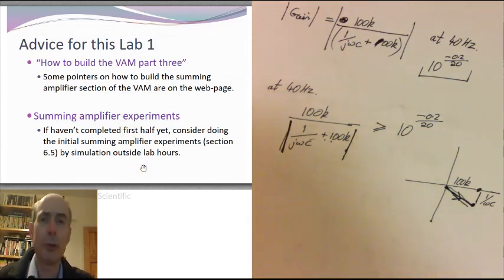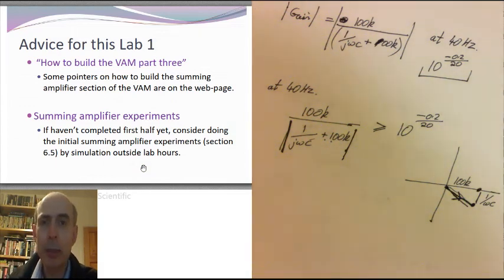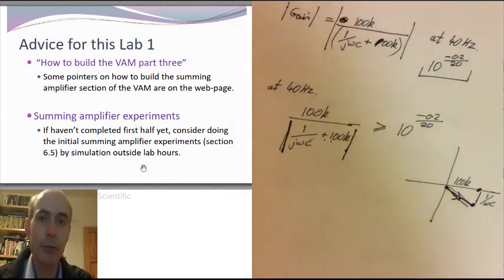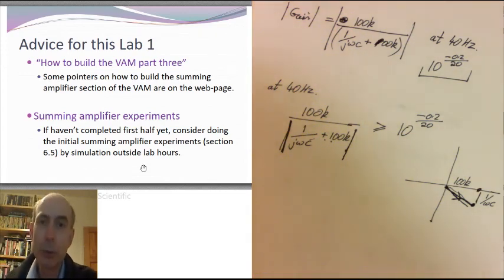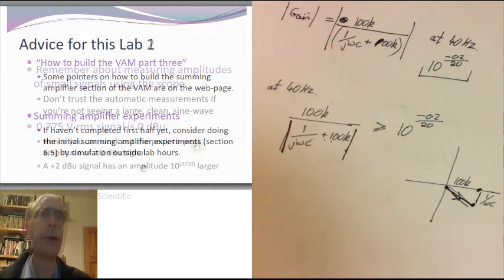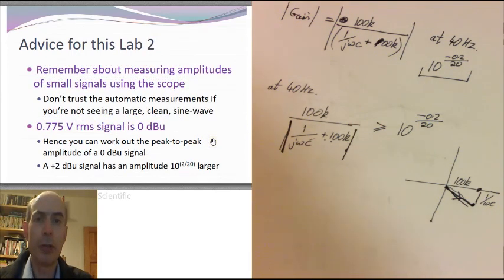And also, if you're running out of time, some of the summing amplifier experiments can be done outside the lab hours, just in the simulator. The most important thing to do is to get those calculations done and to get the VAM circuit built in the labs themselves. This is just a repeat of what I said yesterday about measuring small signals on the scope.